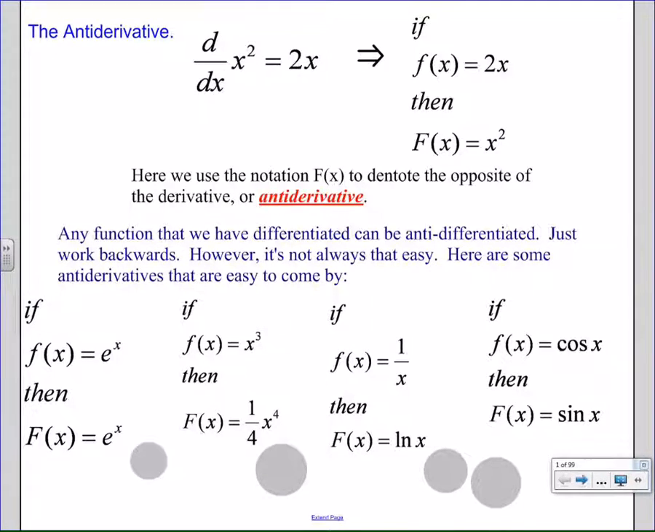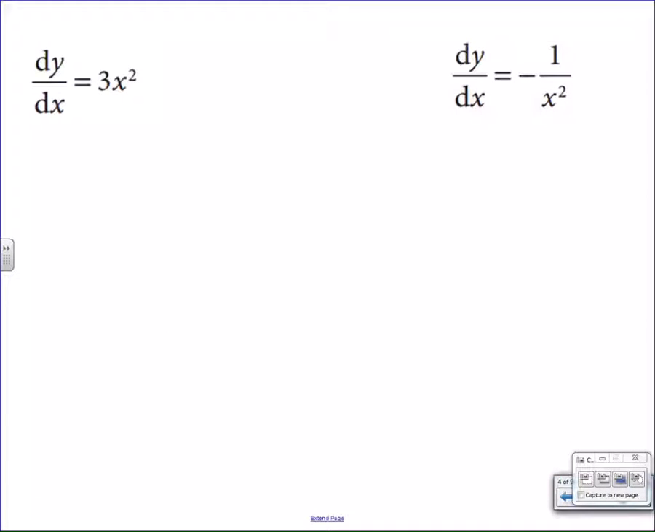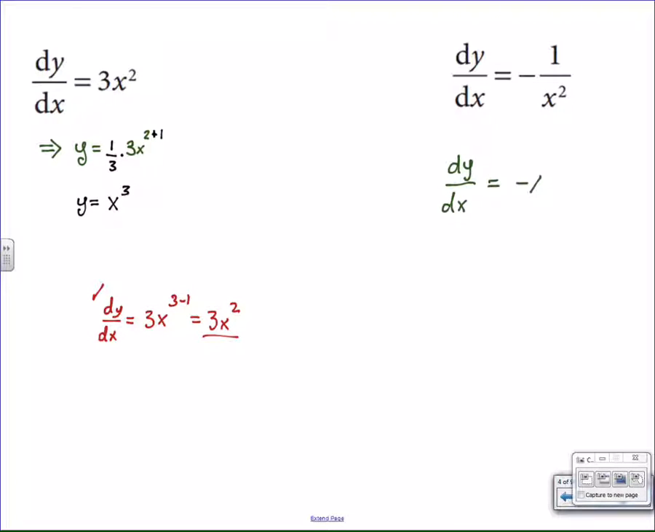I just want to look at some examples of some functions just so we can see how it all pieces together. Here, if dy dx is 3x squared, then y, the antiderivative, we're going to raise the power by 1 and then divide by that new power. So it's going to be 3 times 1/3, which is 1, so it's x cubed. Which, again, take the derivative of x cubed, you get 3x squared.